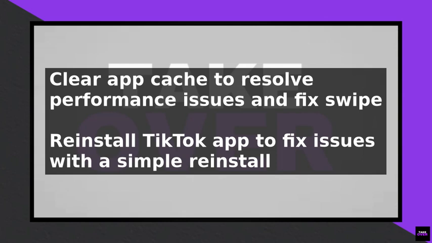Additionally, check if the photo swipe feature is enabled in the app's settings. Open TikTok, go to the settings, and look for the photo swipe option. Make sure it is enabled and configured correctly. It is also a good idea to check for any conflicts with other apps. Some apps may interfere with TikTok's functionality, so try closing all other apps and then opening TikTok.